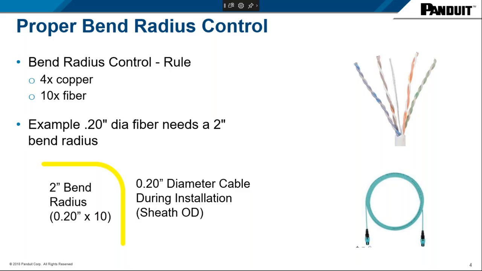So as we're considering this example that's showcased here below, if you have a 0.2-inch diameter fiber cable, you need to have a 2-inch bend radius control. And so as we're going into it and taking a deeper dive into the product offering, one of the products we are going to highlight is FiberRunner, and that has a 2-inch bend radius control to accommodate for fiber cables.